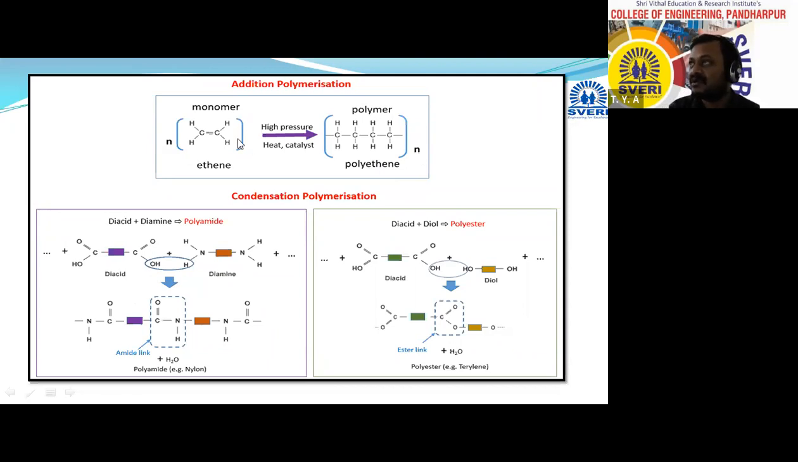And also you have to mention the catalyst used for this reaction. For initiation, sometimes we add a catalyst, and that catalyst is added in a high pressure medium, or we are using heat also. That you have to mention here.